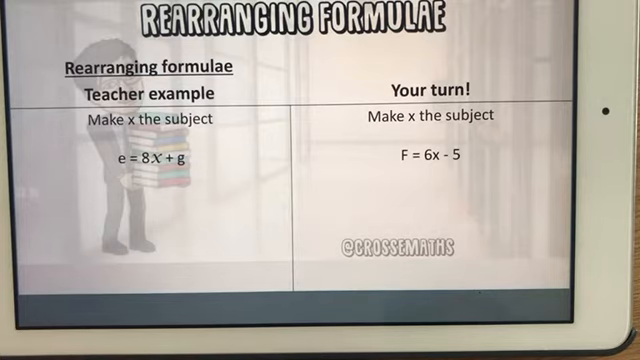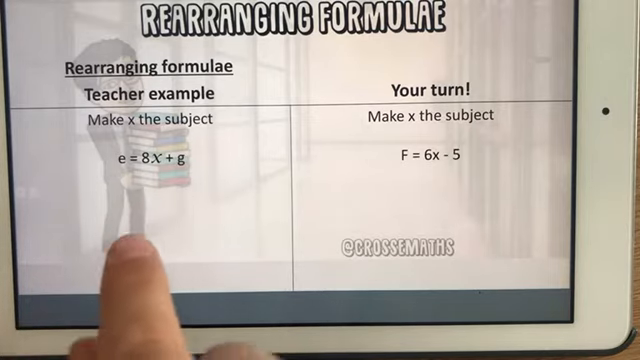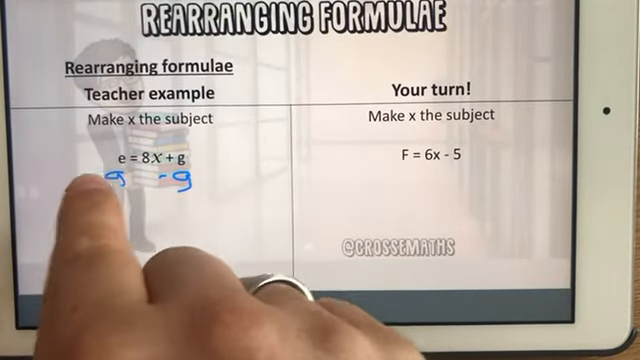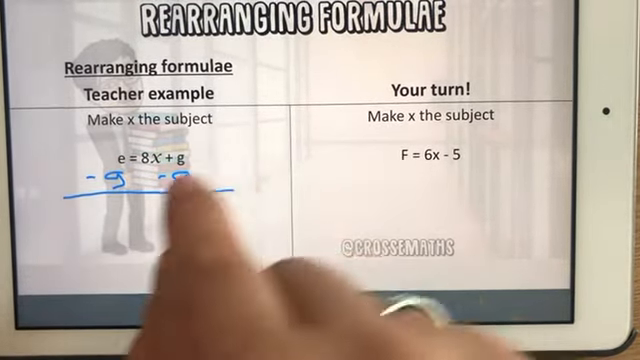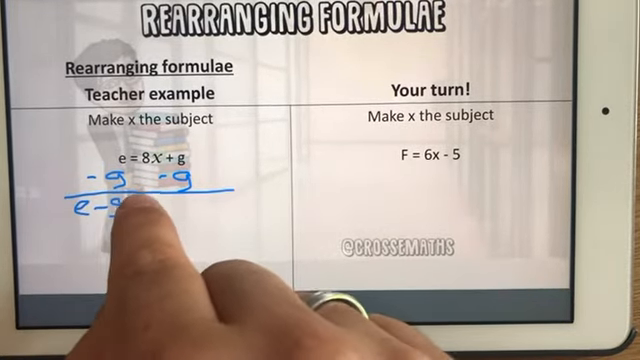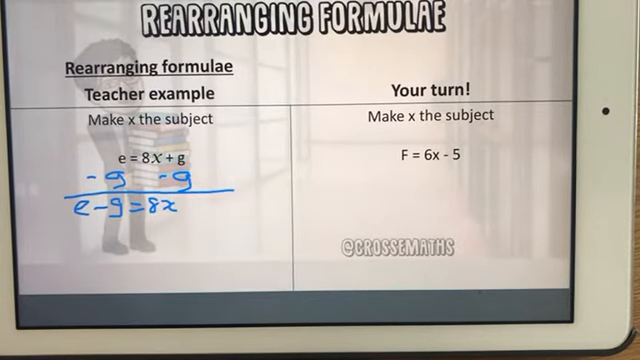E equals 8x plus g. I want to get x on its own, so I'm going to take away g from both sides first. What you end up with is e take away g, all equal to 8x. The plus g and minus g cancel each other out to leave you with nothing.